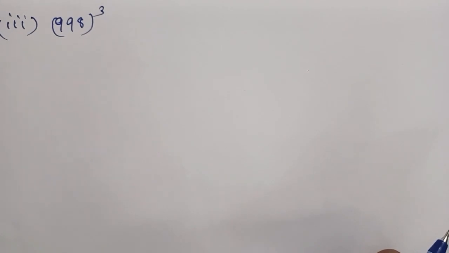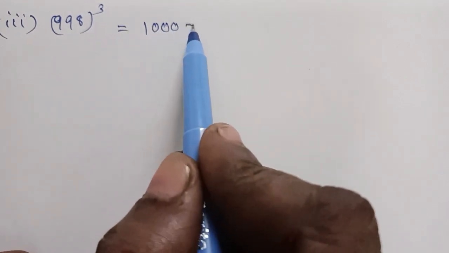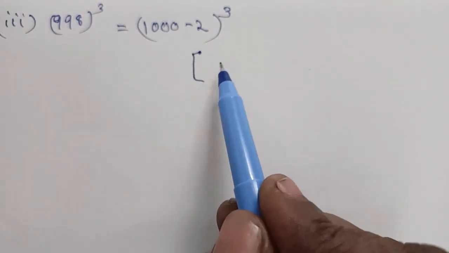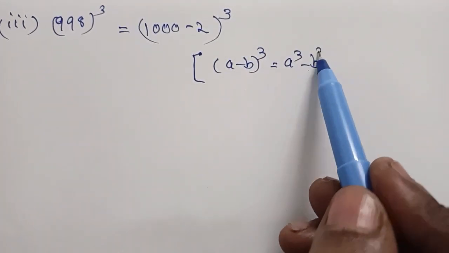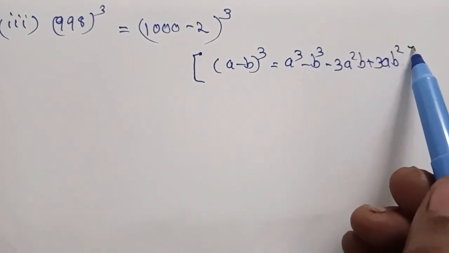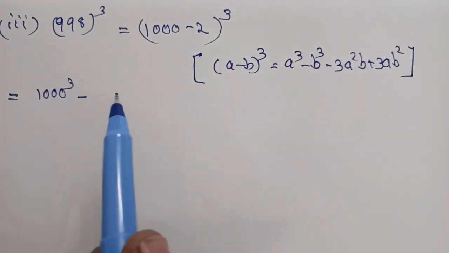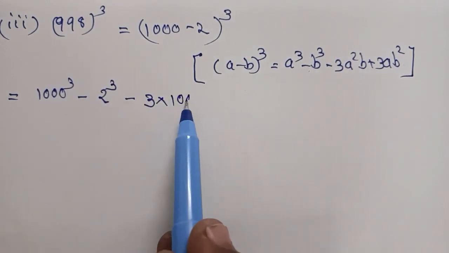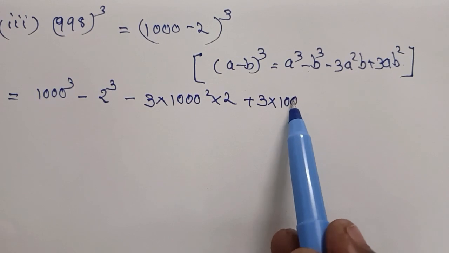Third question, 998 the whole cube. It is the same as 1000 minus 2, so 998 is 1000 minus 2 the whole cube. Now write the identity we are using, that is a minus b the whole cube equal to a cube minus b cube minus 3a square b plus 3a b square. A cube is 1000 the whole cube, minus b cube, 2 cube, minus 3a square b, 3 into 1000 square into 2, plus 3ab square, 3 into 1000 into 2 square.